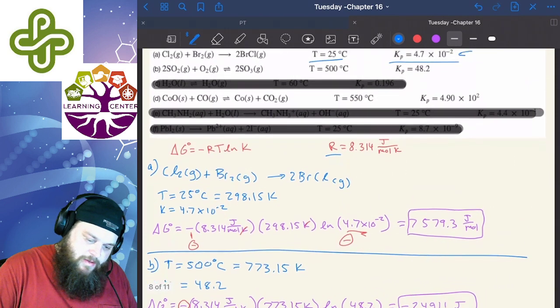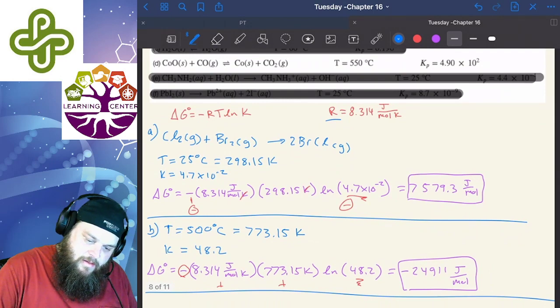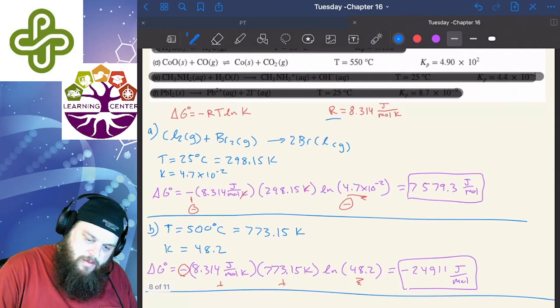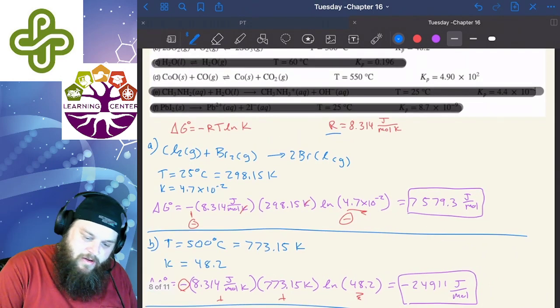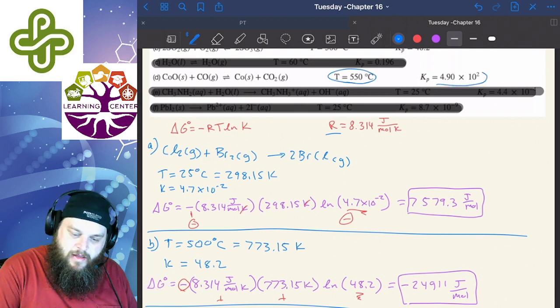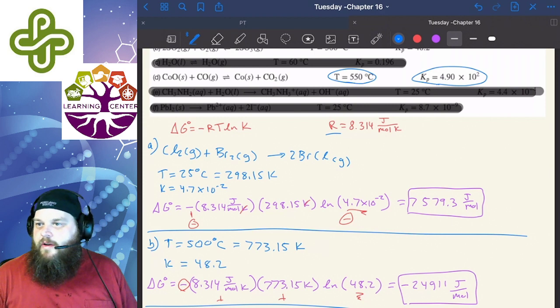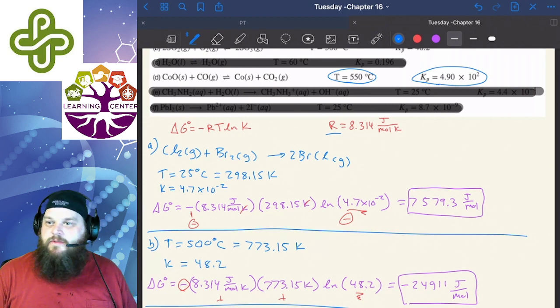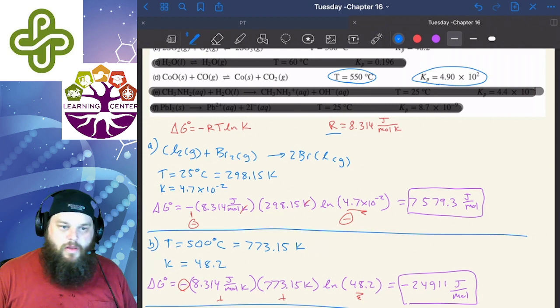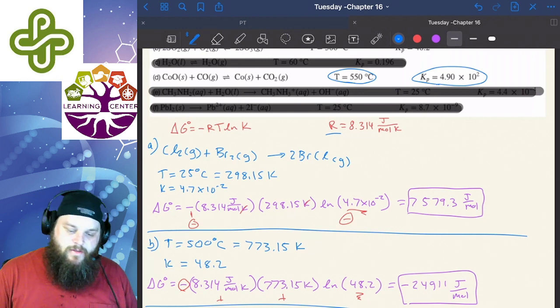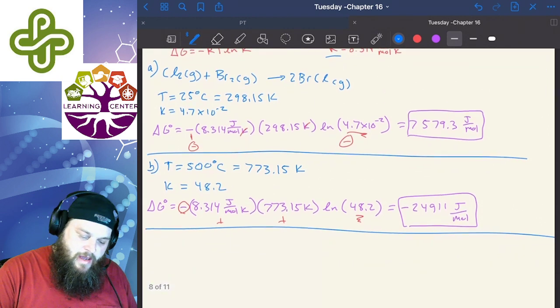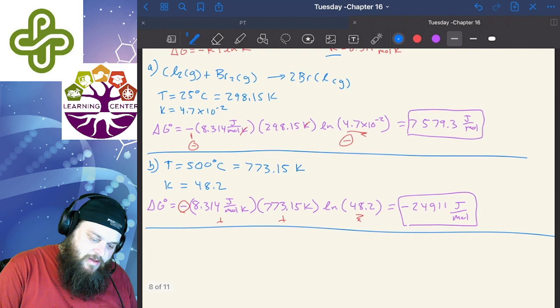The last one I'm going to do is part D. Really, it's the same thing. We can already see my temperature is pretty high, but my Kp value is going to be greater than 1. That's 4.9 times 10 to the 2, so it's really 490. So we're going to end up with a negative value there. And we just plug it into that same equation.